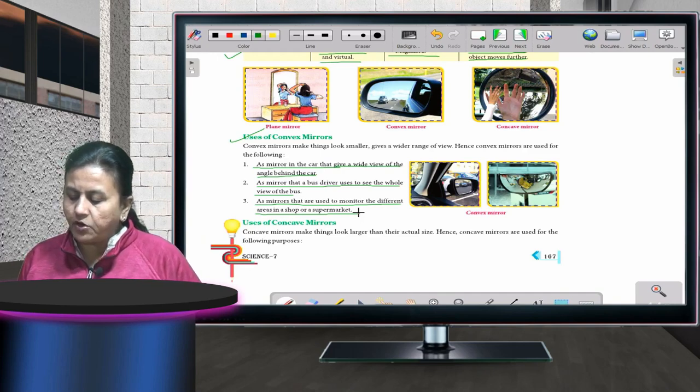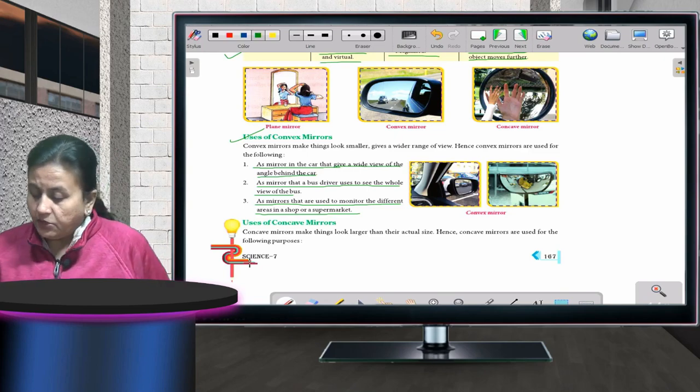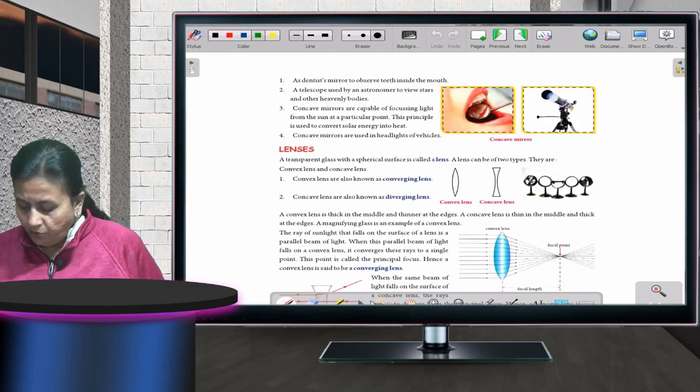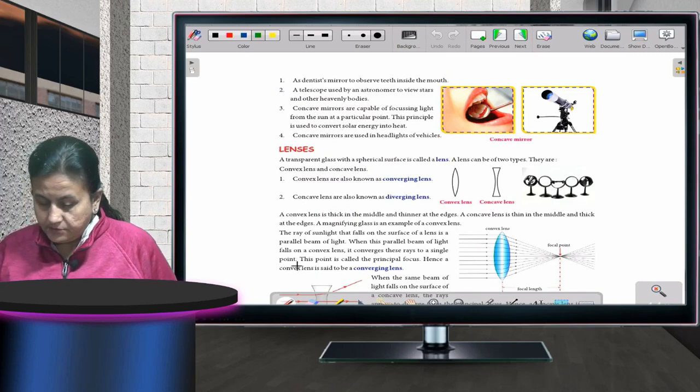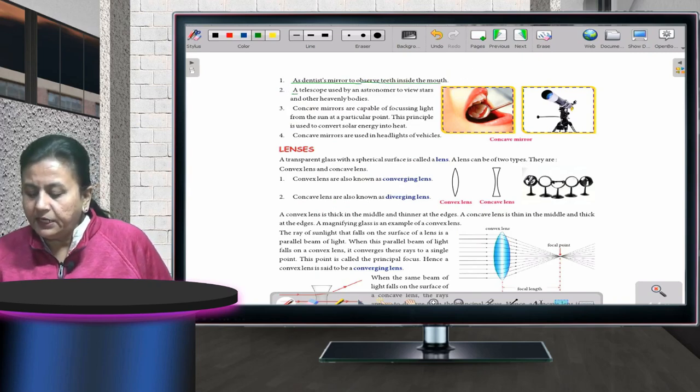Now uses of concave mirror, I'll be telling you about uses of concave mirror. As a dentist's mirror to observe teeth inside the mouth. A telescope used by astronomers to view stars and other heavenly bodies. Then they are capable of focusing light from the sun at a particular point. This principle is used to convert solar energy into heat. Concave mirrors are used in headlights of vehicles also.